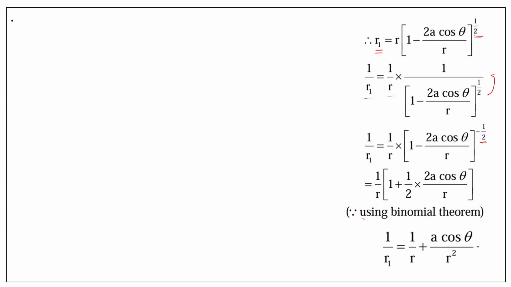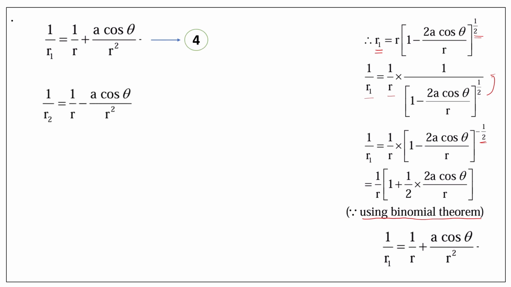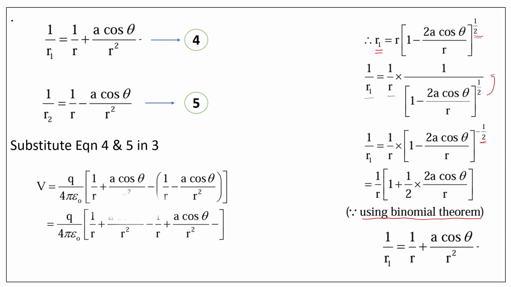Using binomial theorem, we get 1 by R1 is equal to 1 by R plus A cos theta by R square. Mark as equation 4. Similarly, 1 by R2 is equal to 1 by R minus A cos theta by R square. Mark as equation 5. Substitute equation 4 and 5 in 3, we get V is equal to Q by 4 pi epsilon naught into bracket 1 by R plus A cos theta by R square minus bracket 1 by R minus A cos theta by R square.